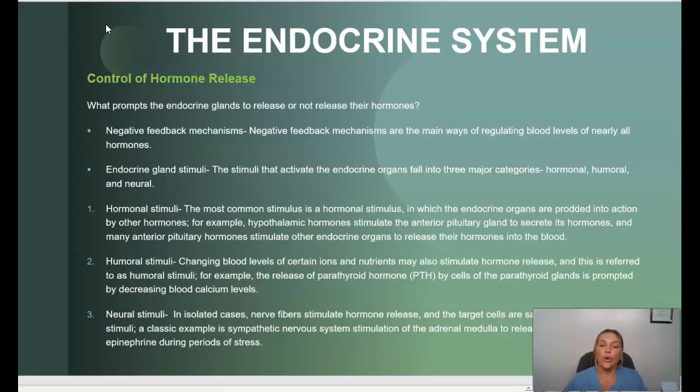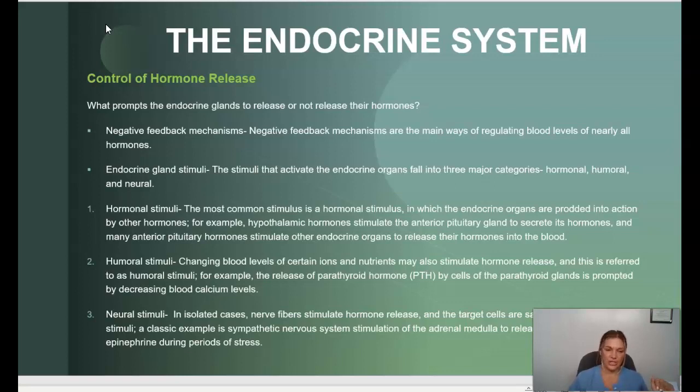Then there's the humoral stimuli, where changing blood levels of certain ions and nutrients may also stimulate hormone release. An example would be the release of parathyroid hormone by cells of the parathyroid gland, which is prompted by decreasing blood calcium levels.